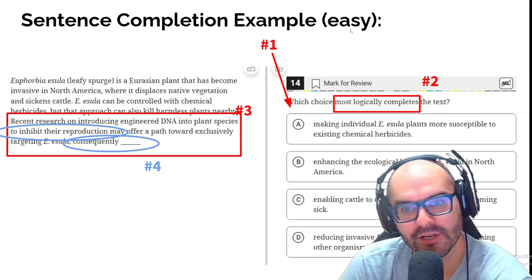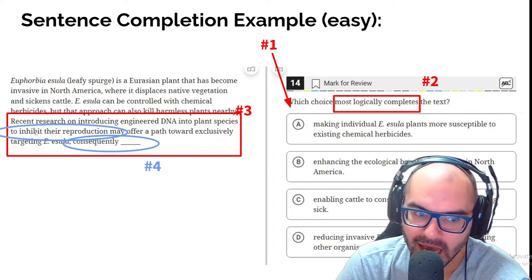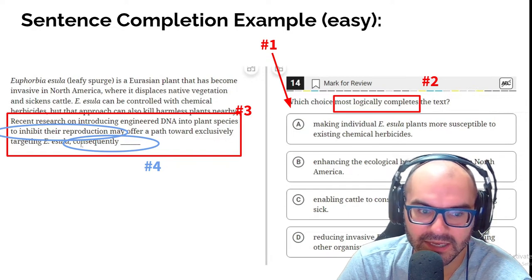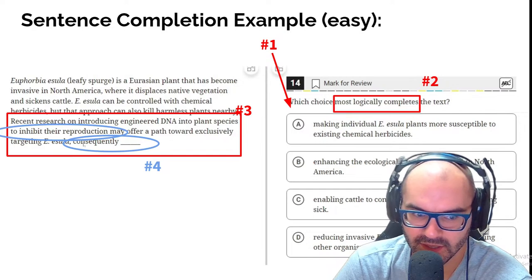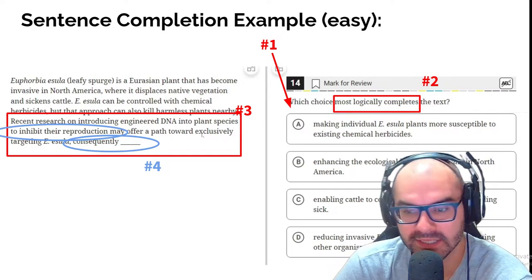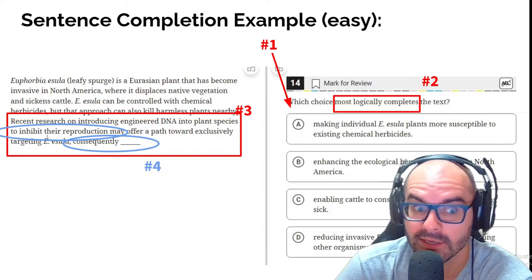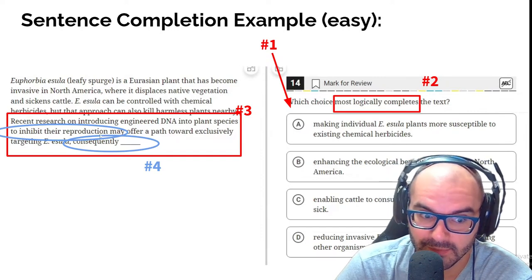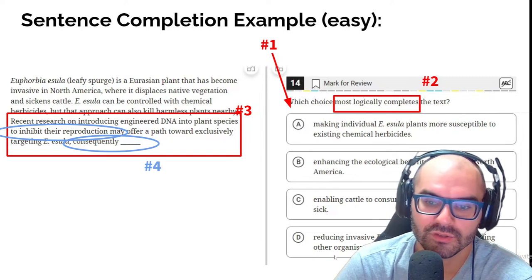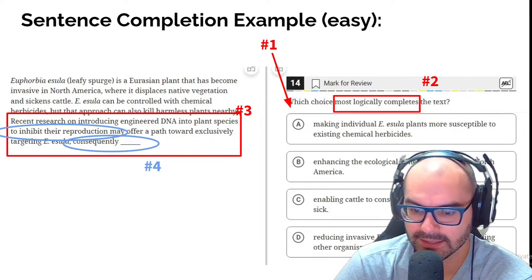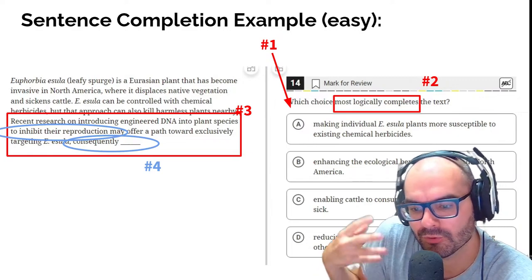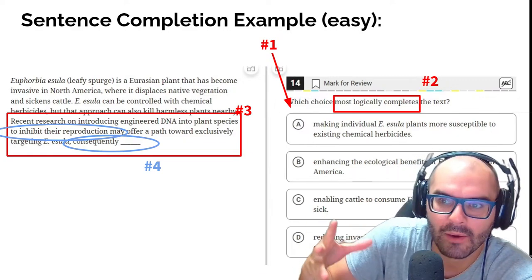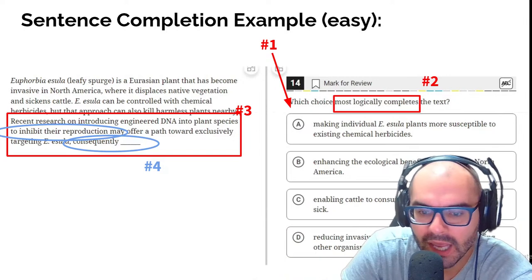I think this is a very straightforward example because of the "consequently," I know I just need to read this sentence. I just need a logical conclusion to this sentence. It doesn't even complete the text, it just completes this sentence. Since that sentence is talking about inhibiting reproduction, there's only one answer here that really talks about that, or not even directly, but close enough, right? D says reducing their numbers. Okay, that would be connected to reproduction.